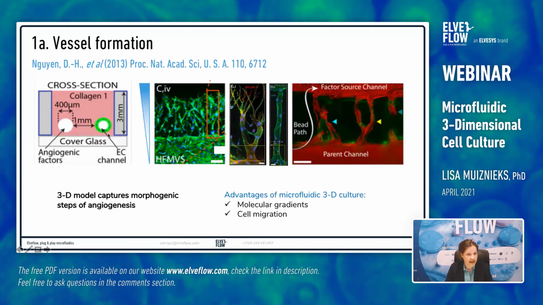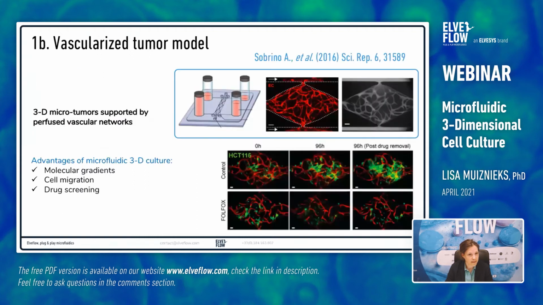Medium was flowed through this vascular channel. Different angiogenic factors were flowed through the other channel to generate a molecular gradient across the collagen matrix. Certain molecular cocktails promoted the formation of sprouts from the parent vessel all the way to the source channel that developed perfusible lumens, shown by the movement of fluorescent beads through the new vessels without them leaking into the interstitial space. This model was used to capture morphogenic steps of angiogenesis, and the 3D culture environment provided key molecular gradients to study chemotaxis.